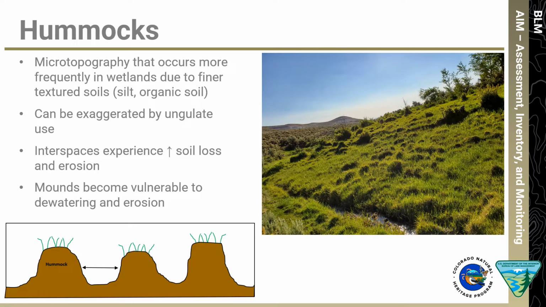The irregularities of the ground surface tend to encourage ungulates to walk in the interspaces between the mounds. The increased traffic within those interspaces become more vulnerable to soil loss and soil compaction, while mounds become more vulnerable to additional frost heave, dewatering, and erosion.